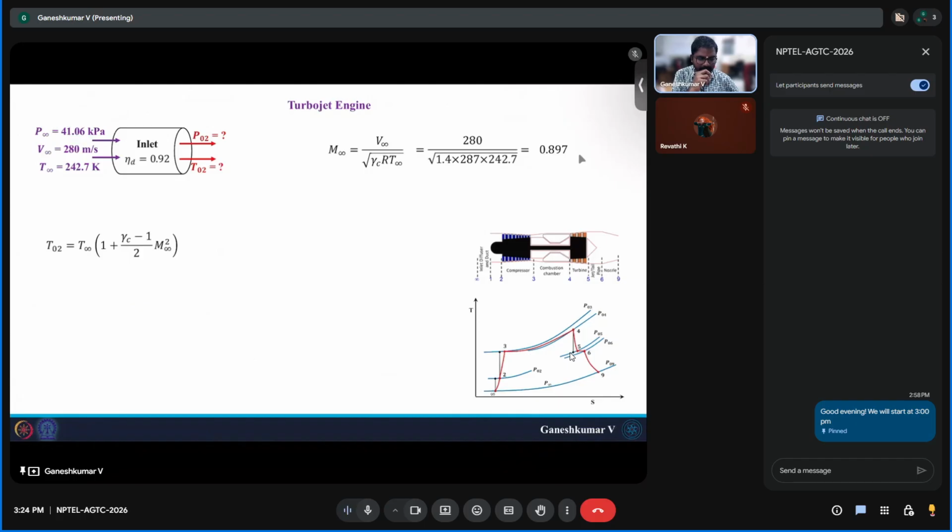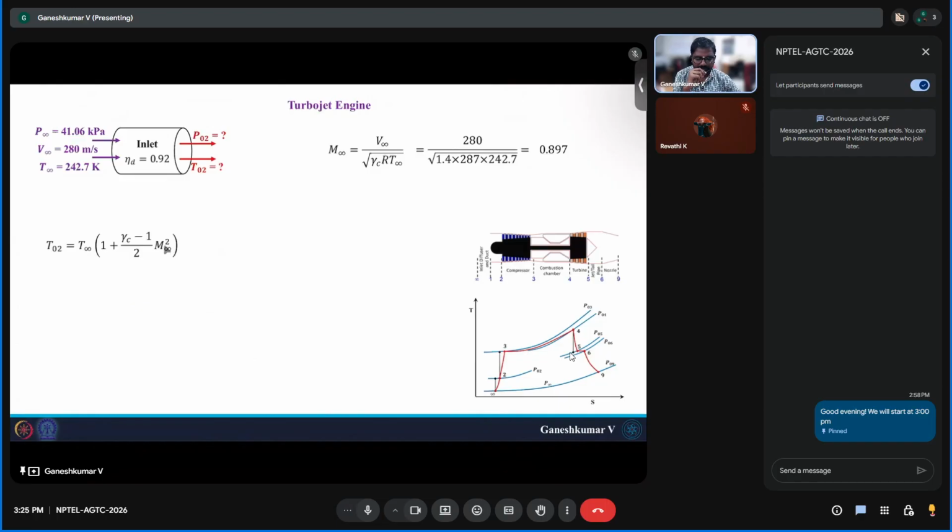And this is typical for turbojet engines. The flight speed of turbojet engines sometimes goes supersonic, because some military aircraft go supersonic. But commercial engines typically run subsonic, so they go up to Mach 0.8 or 0.9 maximum. Here it's a small turbojet engine, just running at some altitude. So here the Mach number is around 0.897. This is the flight speed.